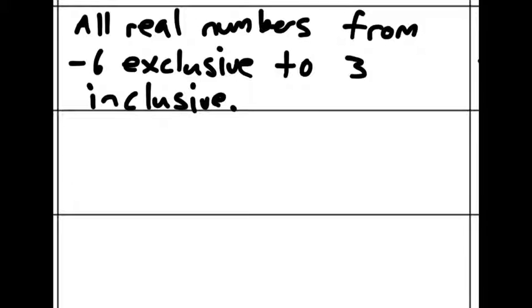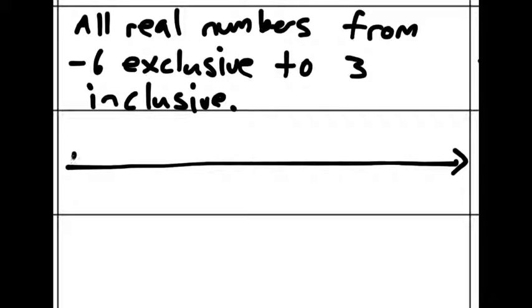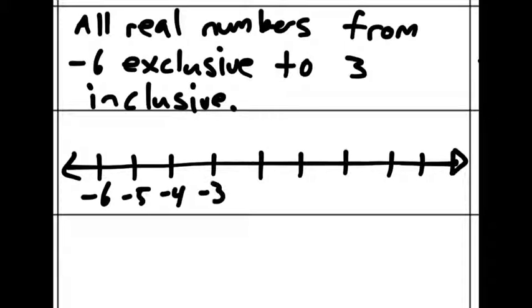Number line, you're going to have to draw these on your own. I'm going to draw a number line that allows me to go from -6 to 3: -6, -5, -4, -3, -2, -1, 0, 1, 2, and 3. I want to show all values between -6 and 3. I draw an open circle on -6 because I don't want it to include that point. I draw a closed circle on 3 because I do want it to include 3. And then I draw a line between those points.